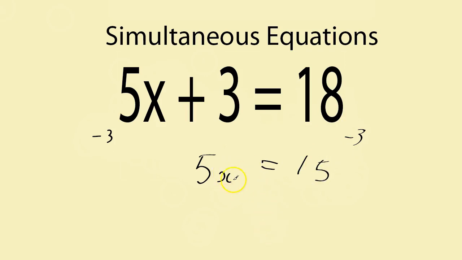And then we've got 5 lots of something makes 15, so we're going to divide by 5 just to leave us with 1 lot of that something. We need to divide by 5 on this side as well. That gives us x equals 3.